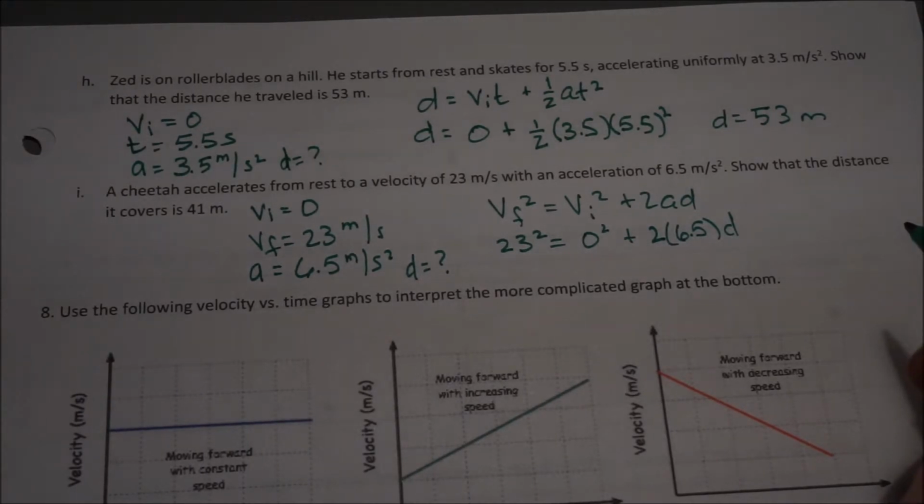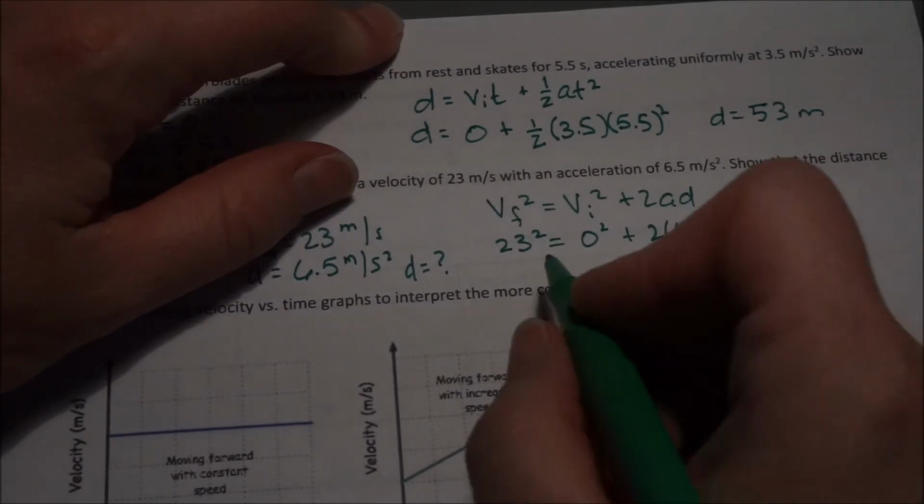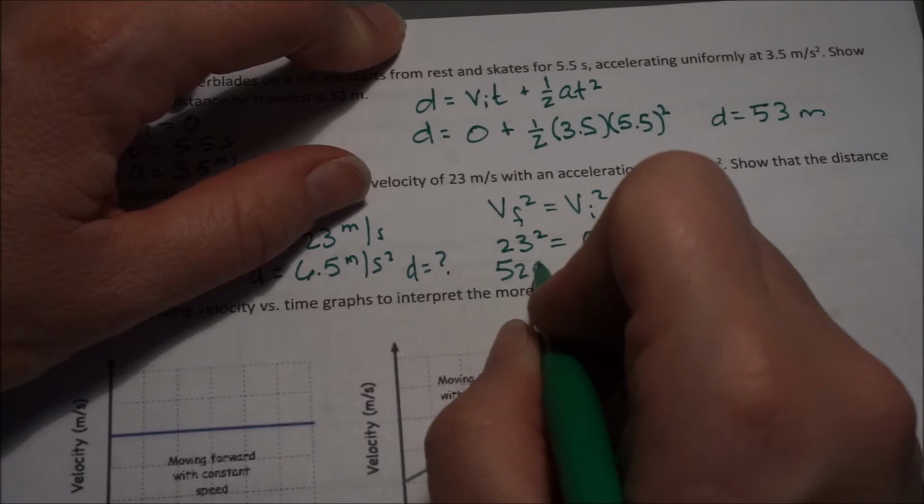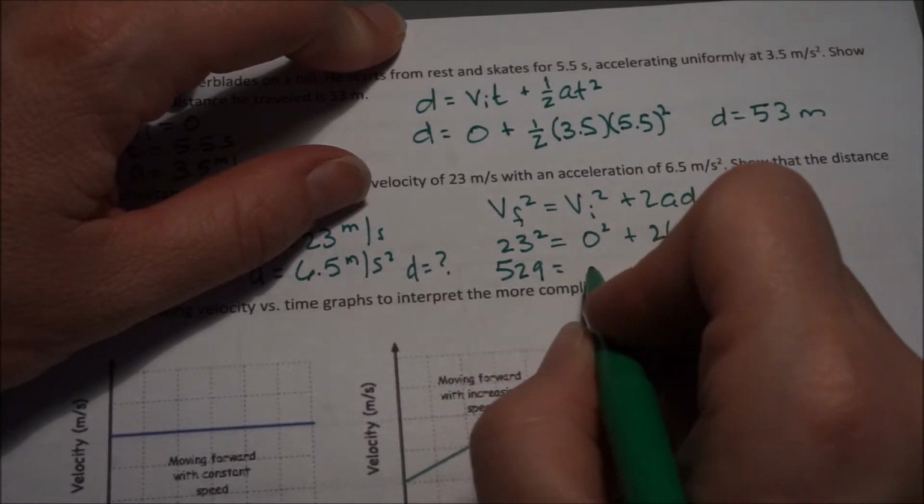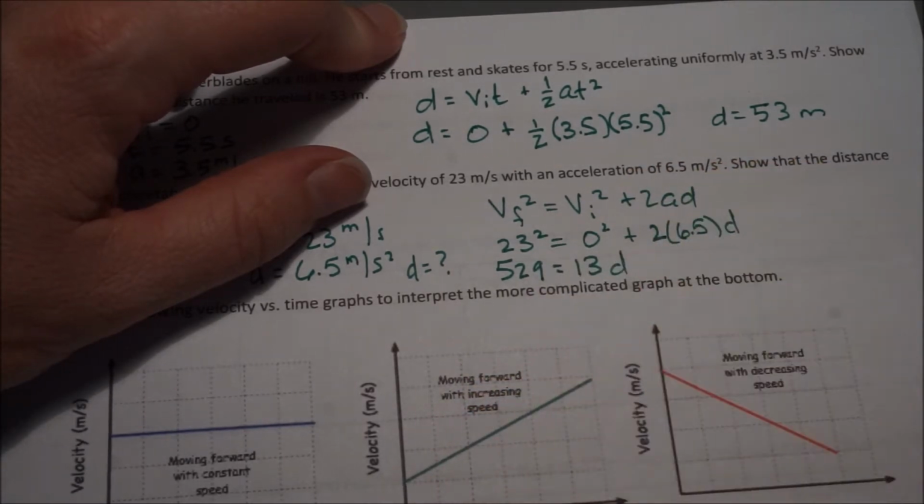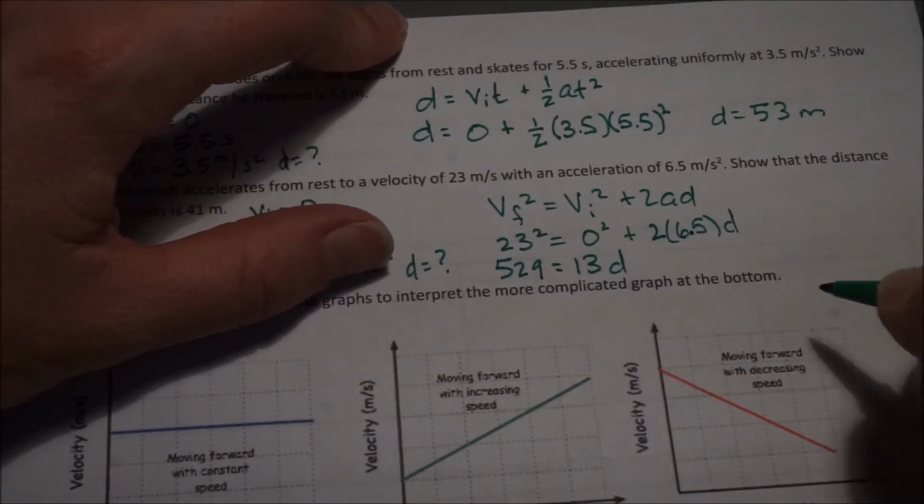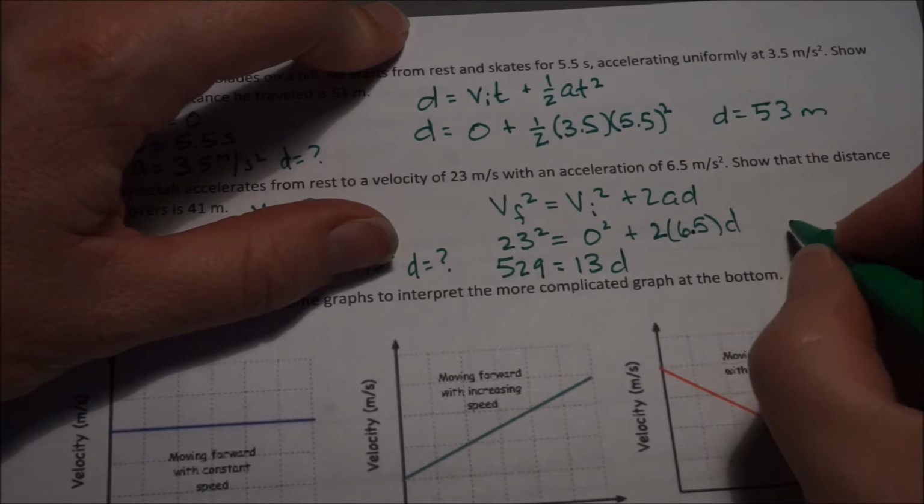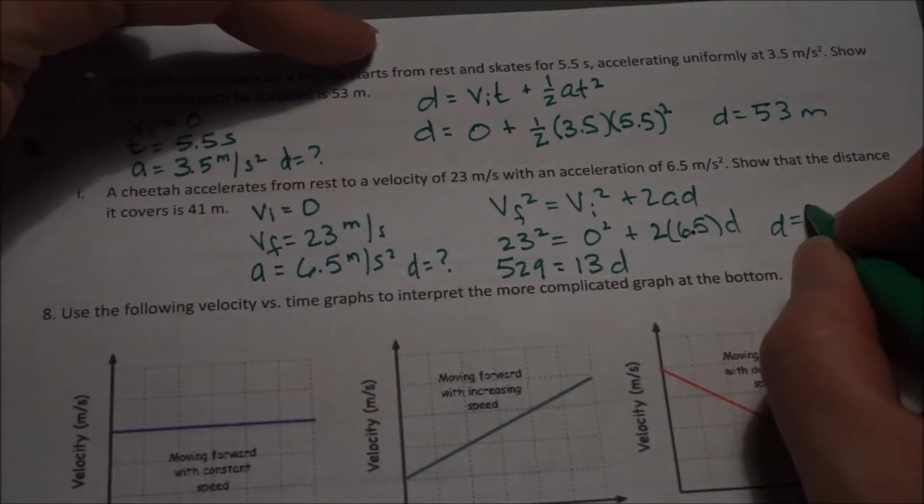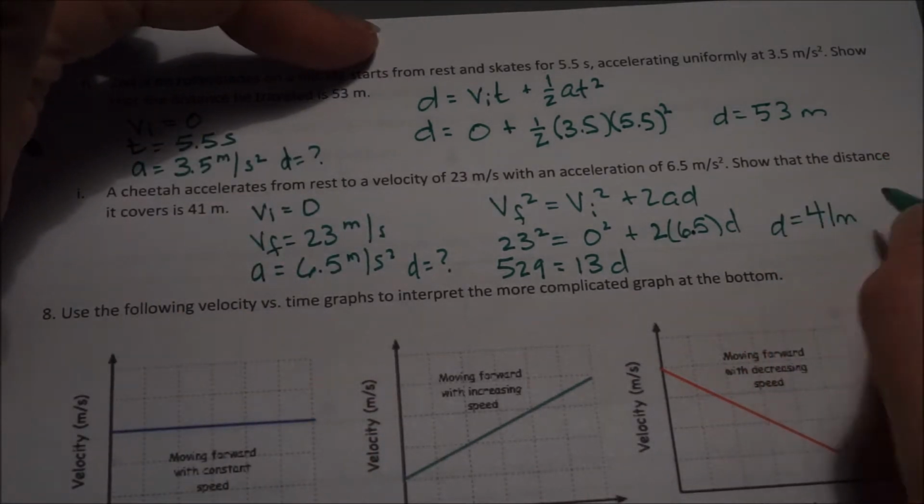23 squared is, I'm trying to find my problem because I worked this already. There we go, 529. And that was 6.5. Kind of hard to see that. So we're going to divide both sides by 13. And when you do that, you'll find that you get 41.